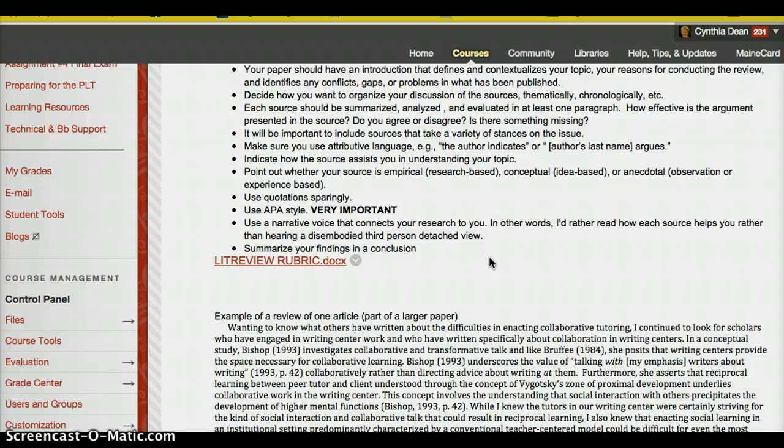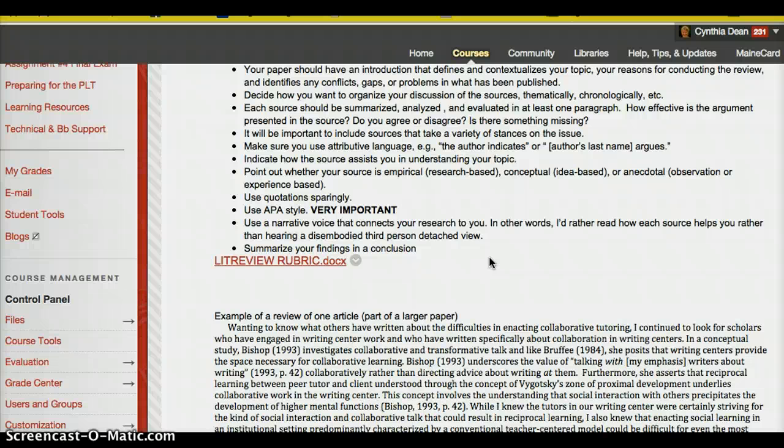Use quotations sparingly. You don't want to overload your paper with quotations, but you want to use them when appropriate, okay? Paraphrasing is much better, all right? Even certain paraphrases have to be cited, okay? Because if it's too close to what's in the article, you have to cite. Use APA style. I can't emphasize that enough.